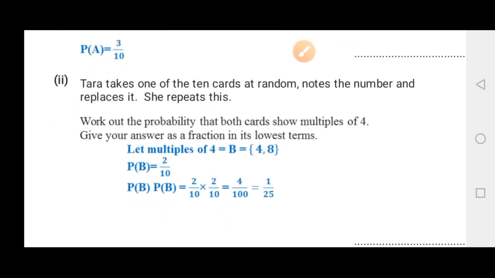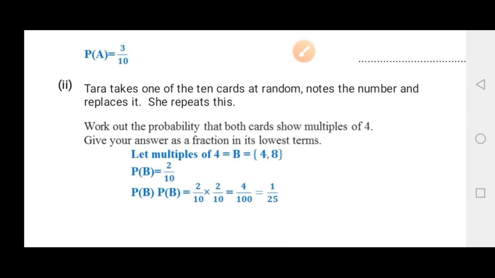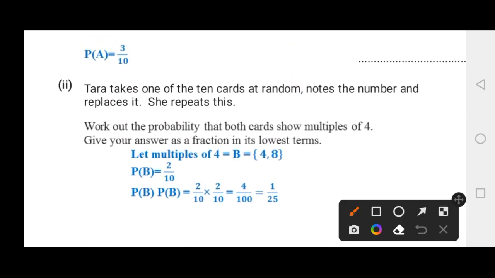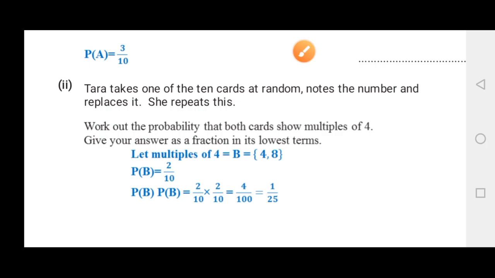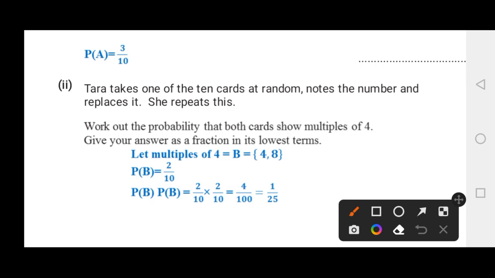We will write the set. The multiples of 4 is equal to B. We can write the set name as A, B, C, any letter. Multiples of 4 are 4 and 8. These are two cards. Probability of B will be n(B) equal to 2, divided by the number of the sample space. The number of the sample space is equal to 10. So probability of B is equal to 2 by 10.